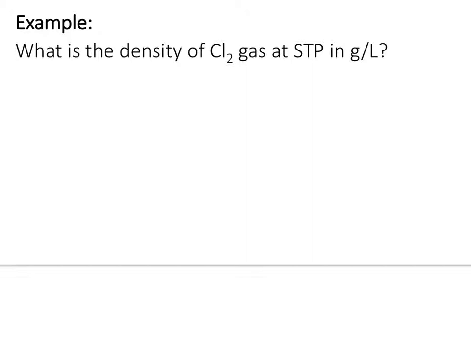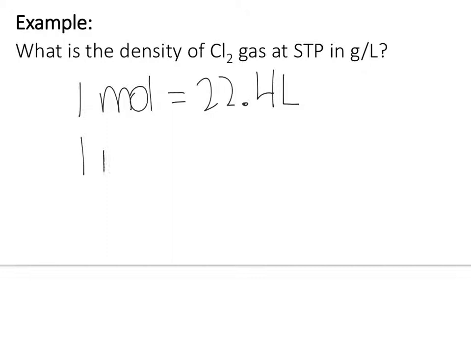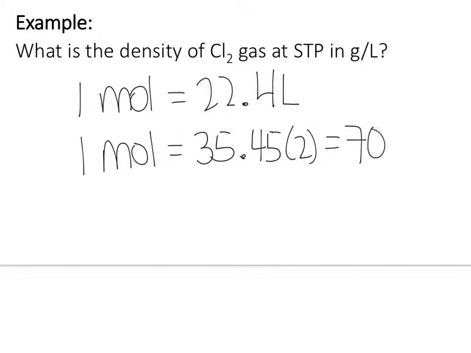All right, so at STP, we know that 1 mole is equal to 22.4 liters. And we also know that chlorine, that 1 mole of it is equal to 35.45 times 2, which is equal to 70.90 grams. Okay, that's the molar volume of a gas. That's the molar mass of chlorine. So if that equals a mole and that equals a mole, that also means that they're kind of equal to each other, at least at STP.